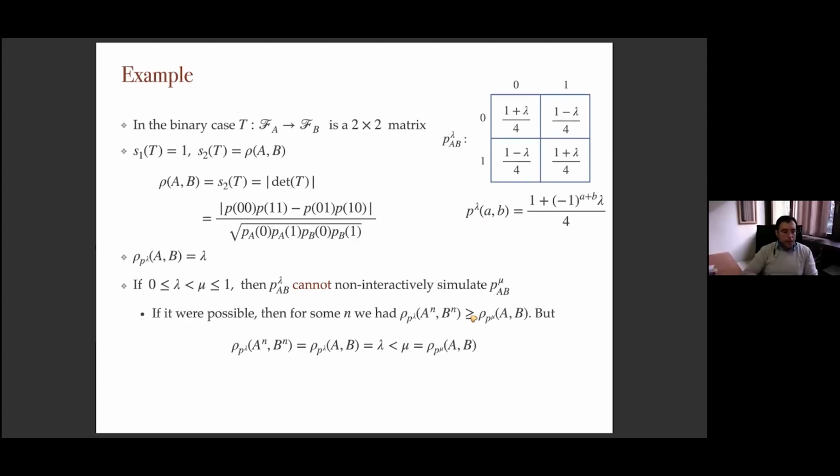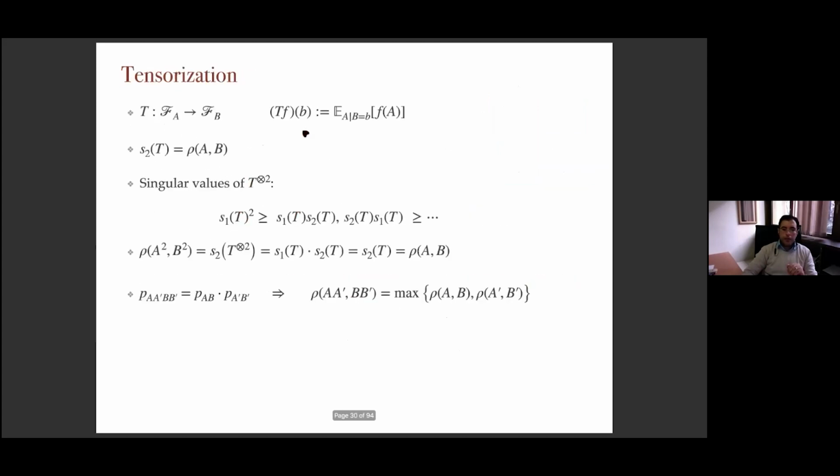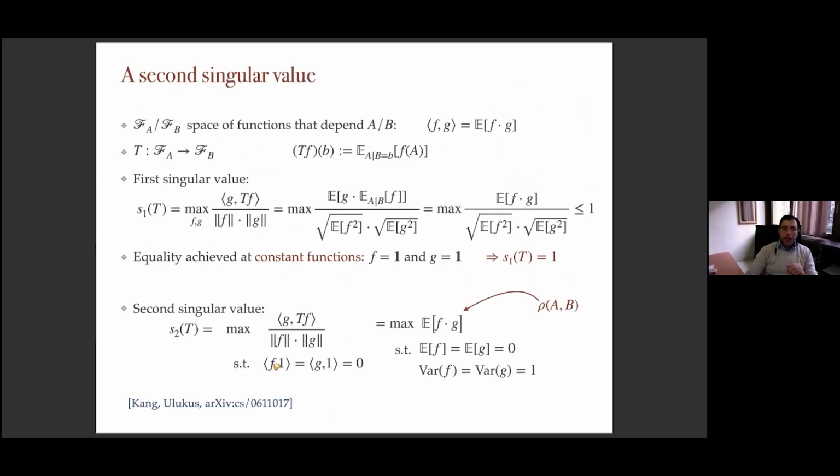Okay, yes, that's a good question. It's easy to guess because the vectors f and g corresponding to the first singular values are constant vectors, vectors whose coordinates are all 1. Then you want to find the optimal functions. Let me go back to the previous slide. Yes, here. To find the optimal f, in particular, f should be a function whose expectation is orthogonal to 1.